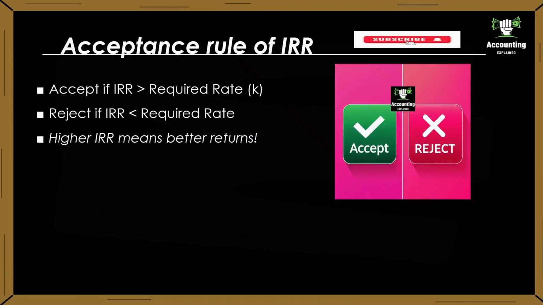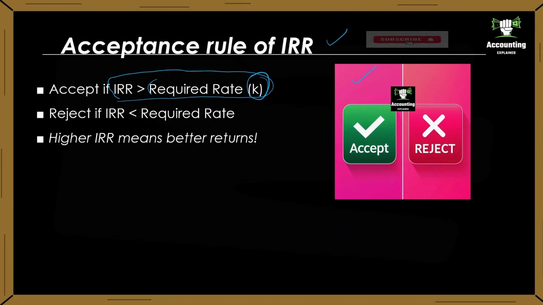Let's see the acceptance rule for IRR. If IRR is greater than the required rate of return or the cost of capital, you can accept the project. Required rate of return or cost of capital will always be denoted by the alphabet K. Remember that. The required rate of return and the cost of capital will be given in your question for your exams. You can compare the IRR which you have calculated with that. Next, reject if IRR is lesser than the required rate of return. If it is greater than the required rate of return, accept. If IRR is lesser than the required rate of return, reject. So this is the rule.